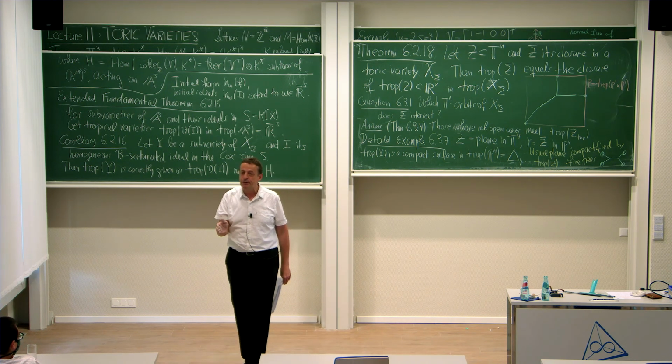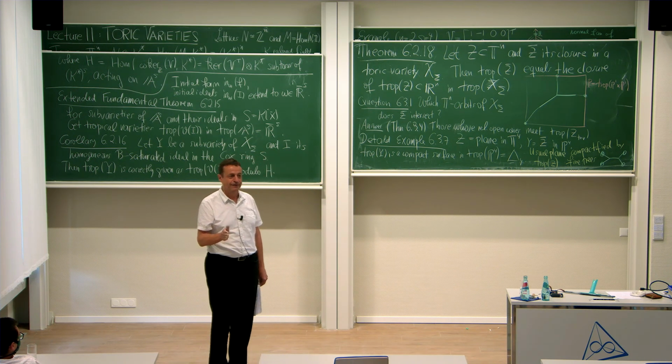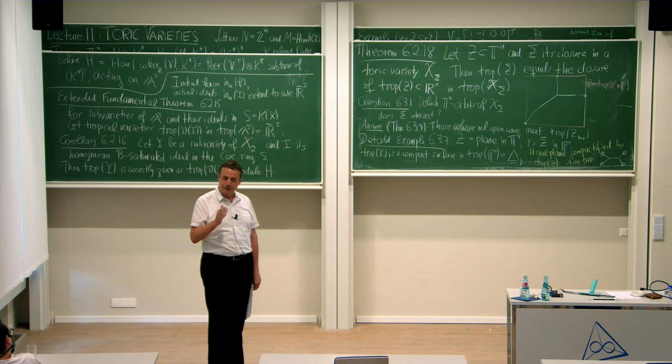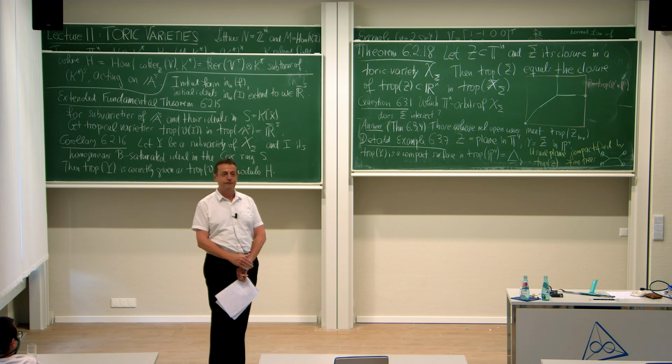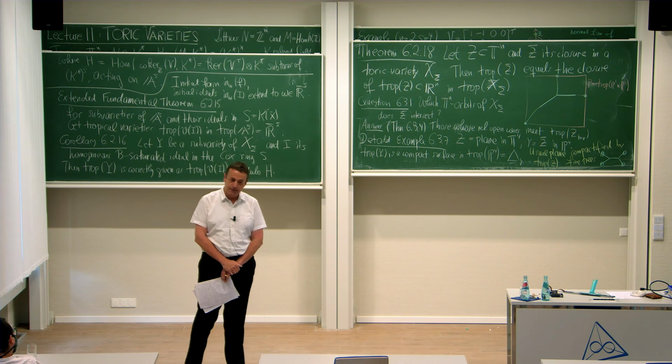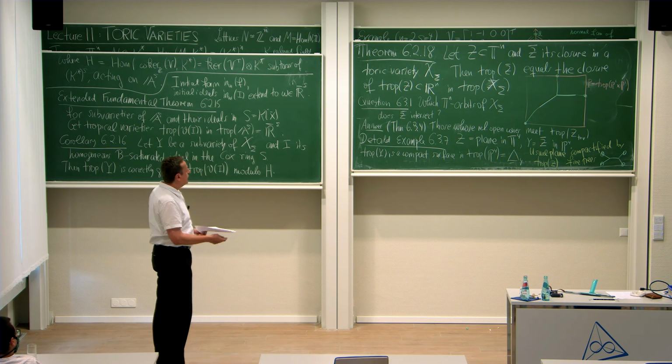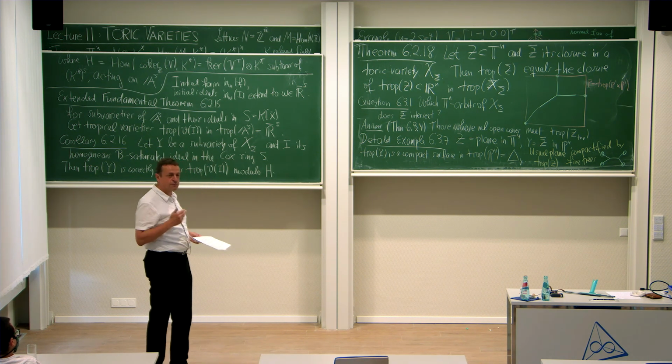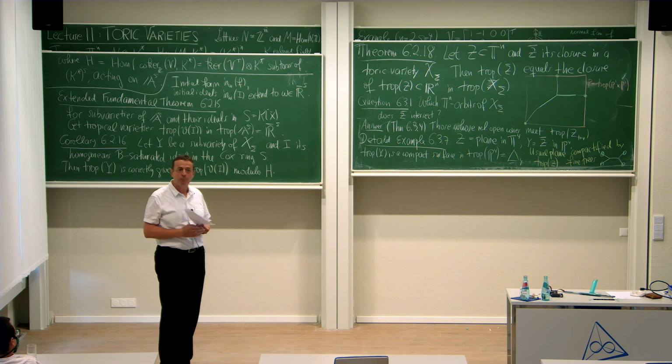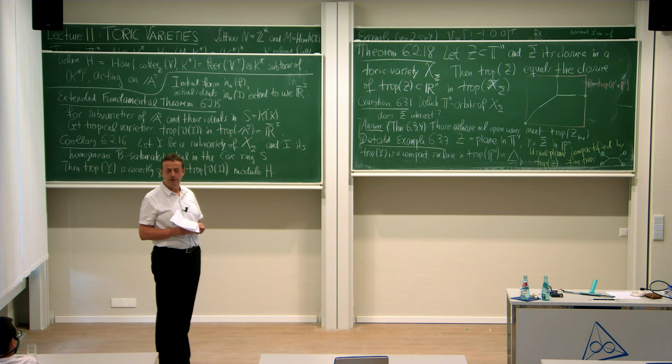The tropical P3 is called a tetrahedron, and you took the 5 tetrahedra that are the facets of the four-dimensional simplex, and you simply take the closure. And this beautiful, powerful theorem, 6.2.18, says this is compatible with taking the Zariski closure on the classical algebraic variety.